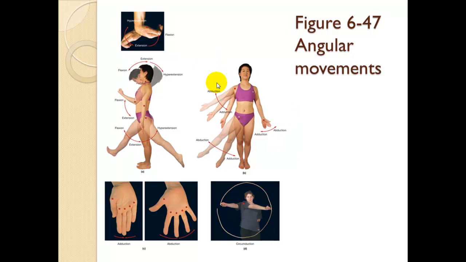I would know the difference between abduction and adduction. Adduction is towards the body, abduction is away from the body. So be sure to know that. Know flexion and extension. Flexion would be closer towards the body. Extension is farther away from the body. And if you think about the core being the body, if I extended my leg out all the way, that would be straightening it out.